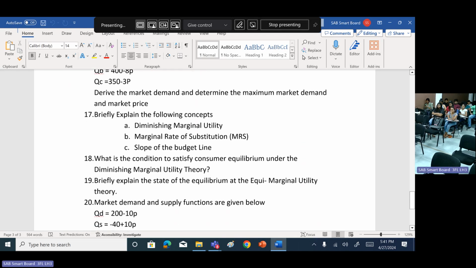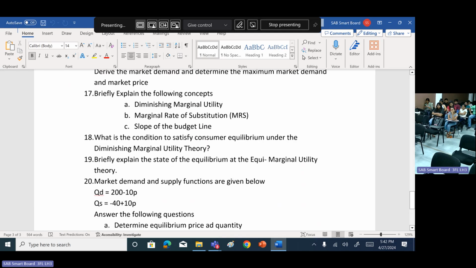Then demand and supply: there is a question on the demand and supply equilibrium analysis, and then elasticity, like income elasticity. How to calculate those things, and then the questions.